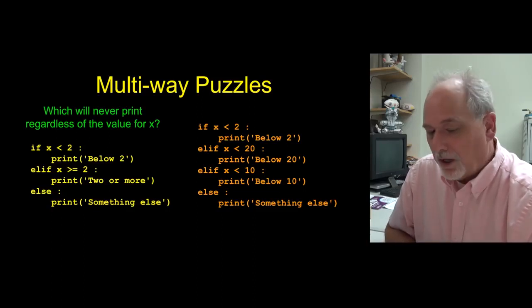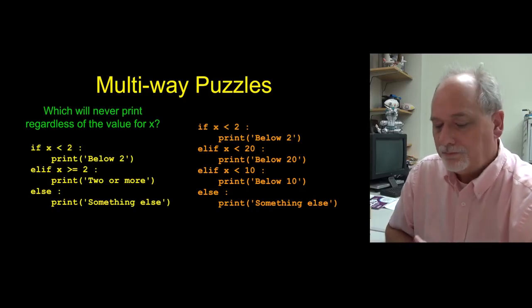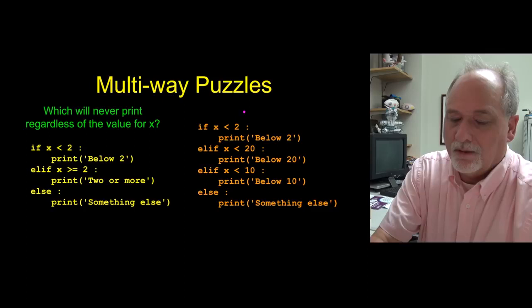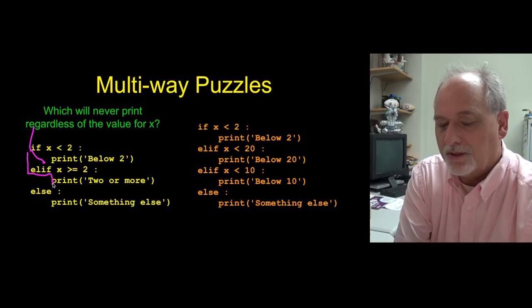Okay, hopefully you paused and thought about it as long as you like, so let me now explain it to you. So we come in here, and if x is less than or equal to 2, it's going to run this first thing, and if x is greater than or equal to 2, it's going to run this, and if neither of those are true, then it's going to run this.